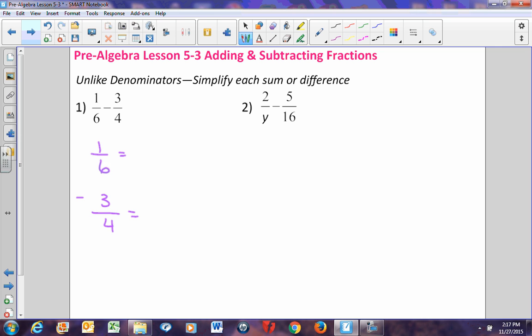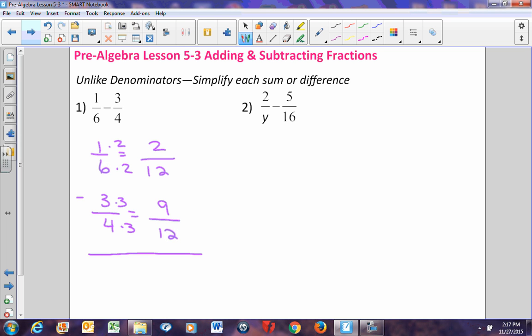I could multiply 6 and 4 together and get the common denominator of 24, but that's not the lowest common denominator because I also know that 4 times 3 is 12 and 6 times 2 is 12. So my lowest common denominator would be 12. In order to get to 12, I have to multiply 6 times 2, so I have to multiply the numerator by the exact same thing. 1 times 2 is 2. 4 times 3 is 12, so I have to multiply my numerator by 3. 3 times 3 is 9.